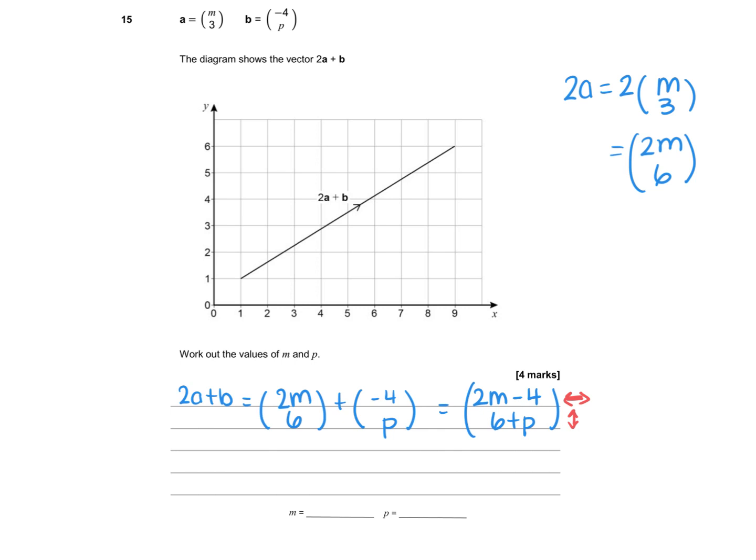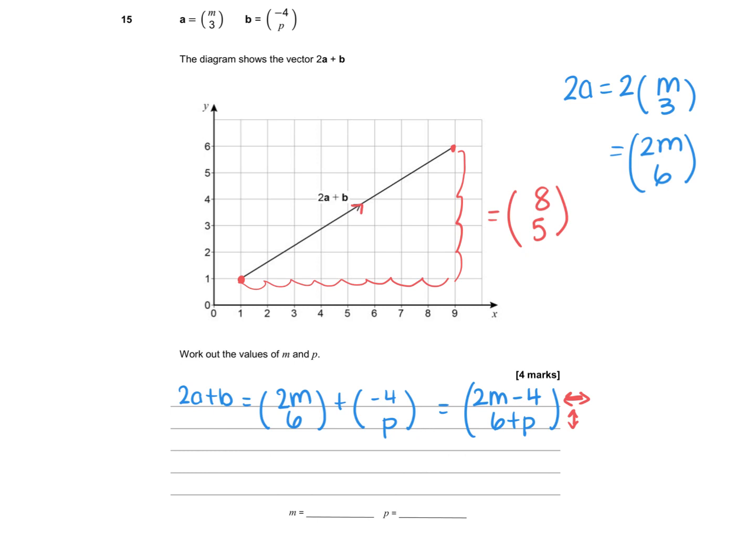Now the diagram shows us that we start down here and we follow the arrow and we move up this way. So we can go ahead and count how many squares this is. 1, 2, 3, 4, 5, 6, 7, 8. So this whole vector is going to look like 8 to the right, so positive 8, and then 1, 2, 3, 4, 5, 5 upwards. So the vector 2a plus b must be 8, 5, but we also figured out that the 2a plus b, based off of our algebra, has to be 2m minus 4.